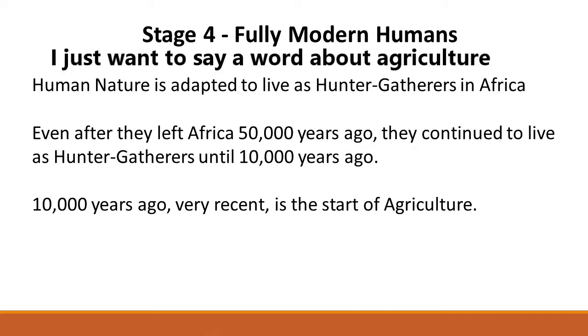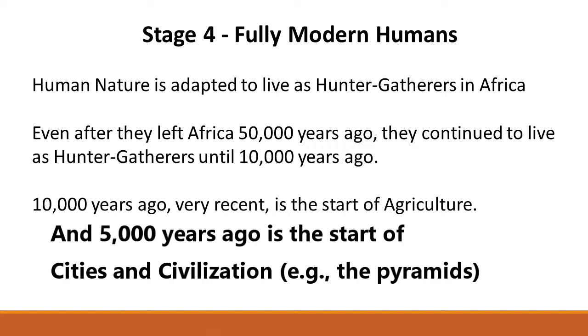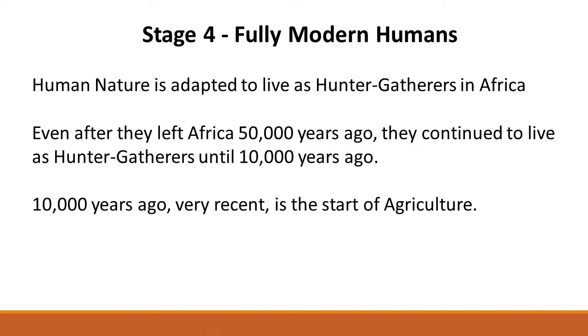I just want to say a word about agriculture, because I've been talking about how human nature is adapted to live as hunter-gatherers in small groups in Africa, basically. But then, even when they left Africa 50,000 years ago, they continued to live as hunter-gatherers until 10,000 years ago. 10,000 years ago, very recent, is the start of agriculture. And 5,000 years ago is the start of cities and civilizations. The pyramids began to be built 5,000 years ago. 2956 BC, I think, was the first pyramid.